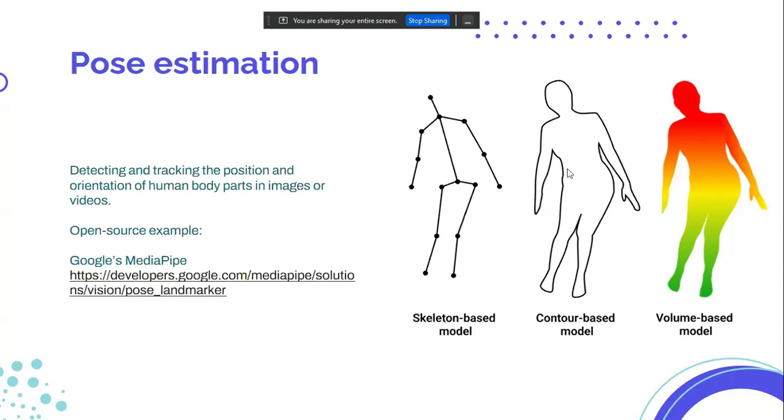This is usually better than the skeleton based model, because you can actually get how the different joints come together.